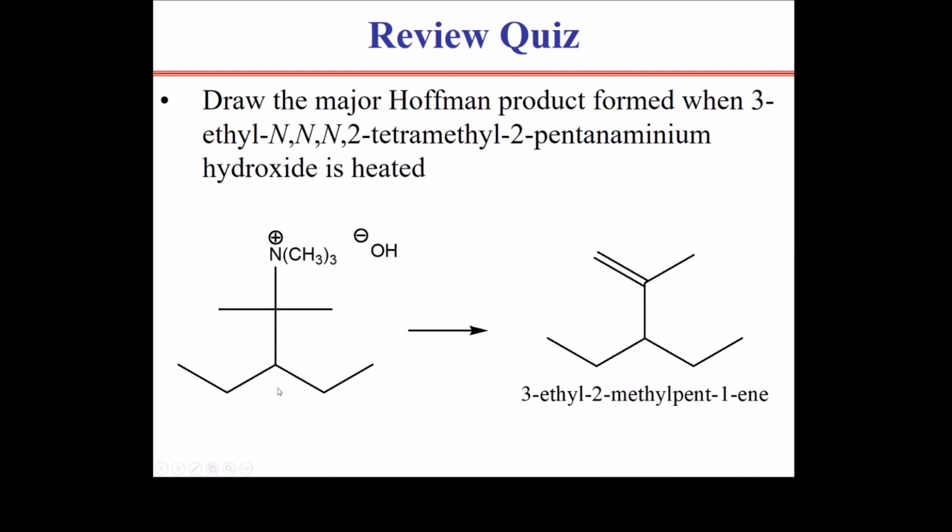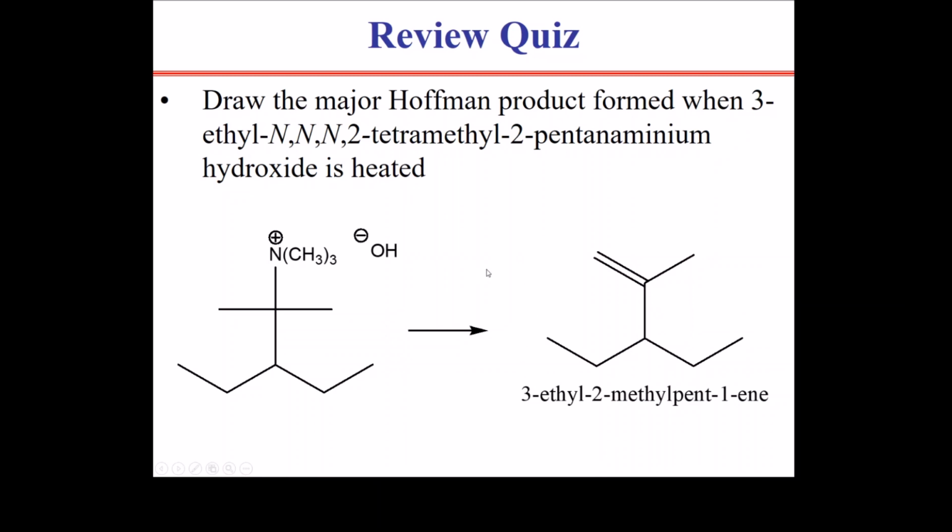So Zaitsev would tell us to take the hydrogen from here, but Hofmann tells us with a sterically bulky leaving group you want to pull the hydrogen off of one of these two positions, and then it will give you this product right here. The name for this, you just have to draw it. So if you drew this correctly, then you got it. If you want to name it, there's a little bit of review of alkene nomenclature.